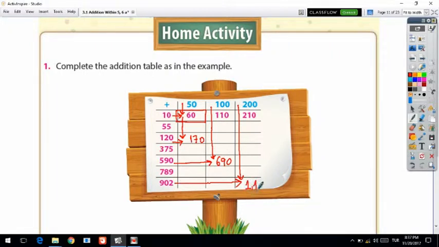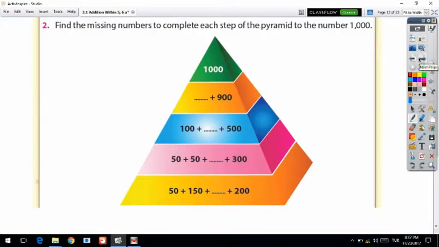1002. Then 1102 for your answer. Okay, now let's look at the next one.